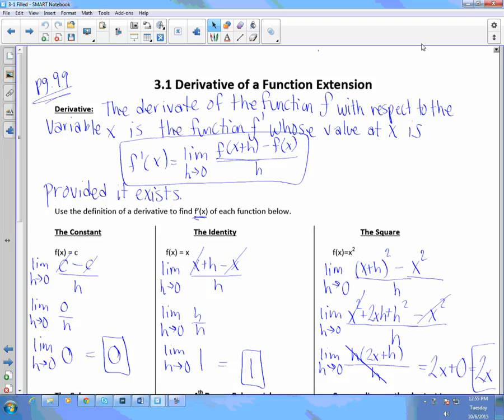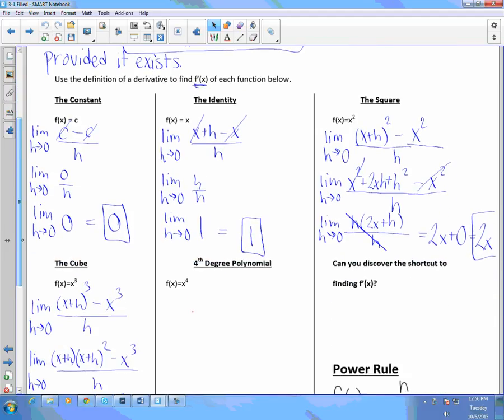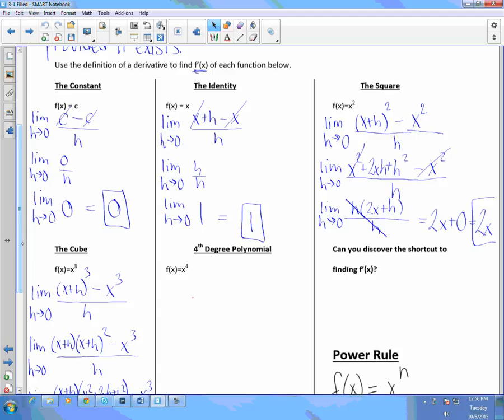Okay, so this is what we wrote at the beginning of stream 1, at first day. And remember how we went through using the definition of a derivative, which is actually just limits, right? We're used to that. Limit as h goes to 0 of f of x plus h minus f of x all over h. We went through increasing the power of a polynomial with a constant, identity, square, cube.